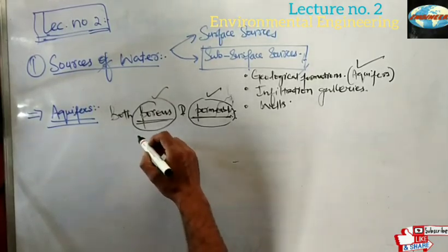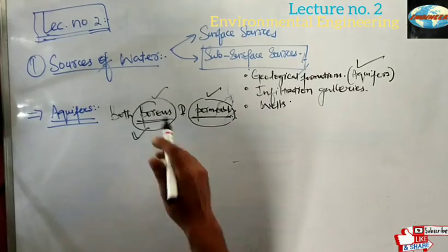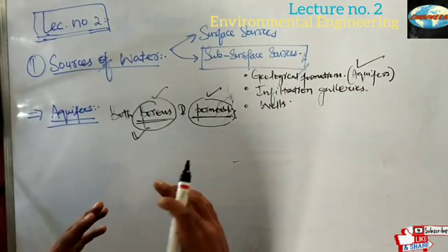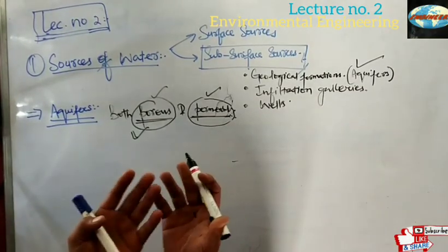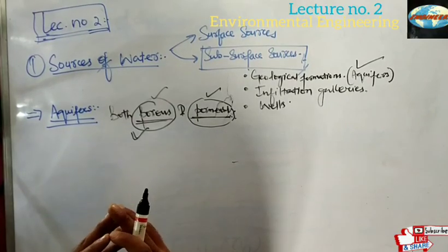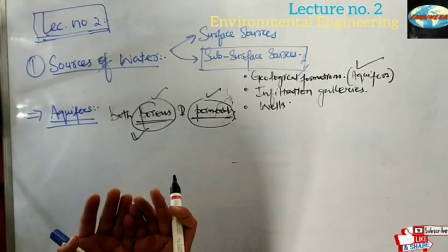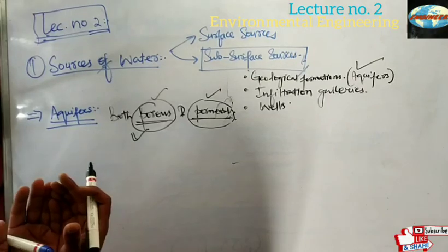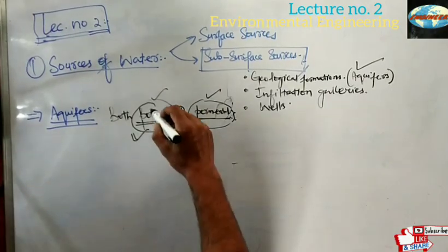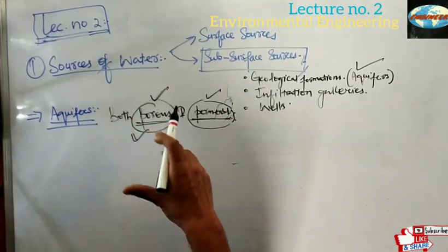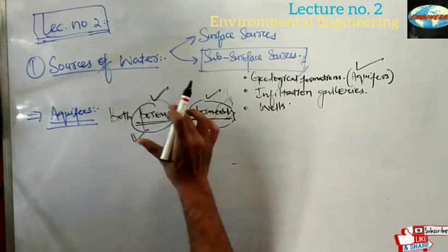Now the voids, you can say, are actually tanks. The voids represent the tanks where you can store either water or air. So porosity gives rise to the water storage capacity of a soil strata.